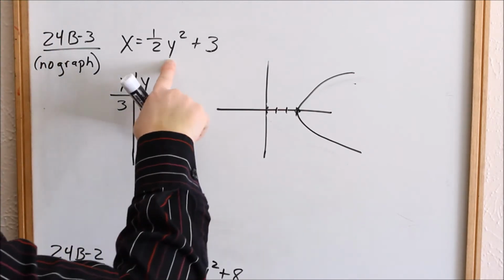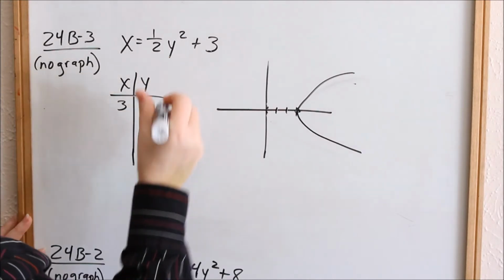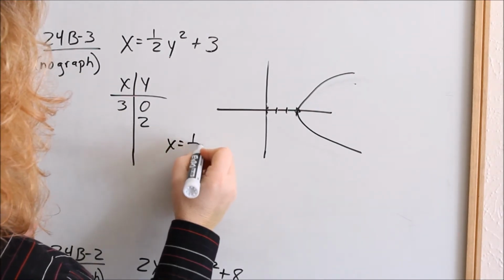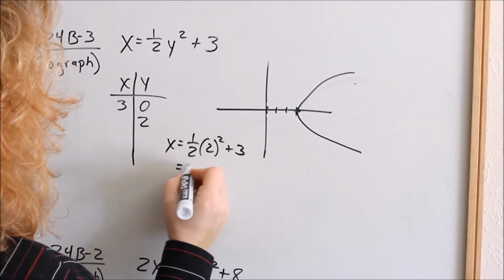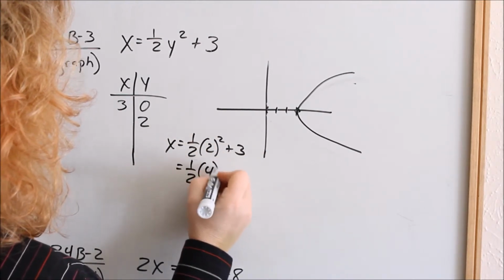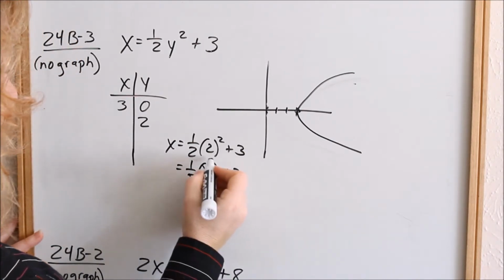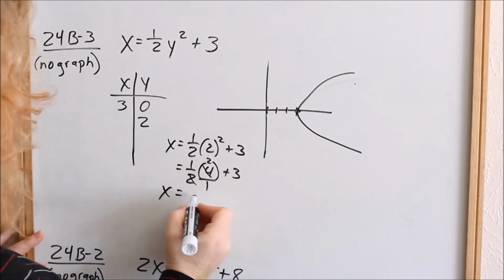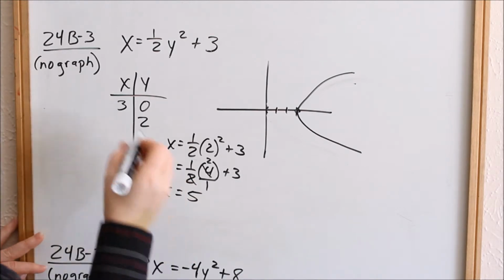I'm just going to pick multiples of 2 to get rid of my denominator. So I'm going to put in 2 for y. So if y was 2, that would be x equals 1/2 times 2 squared plus 3. That would be 1/2 times 4 plus 3. Put that over 1, those cancel to leave 2. So x equals 2 plus 3, which is 5. So when y is 2, x equals 5.